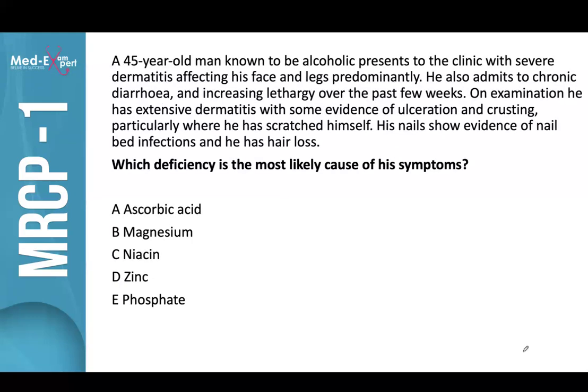Next, a 45-year-old man known to be alcoholic presents to the clinic with severe dermatitis affecting the face and legs predominantly. He also admitted to chronic diarrhea and increasing lethargy, with extensive dermatitis, with some evidence of ulceration and crusting, particularly where he scratched himself. His nail shows evidence of nail bed infection and hair loss. What is it? A, B, C, D, E. What is it? What deficiency leads to this?